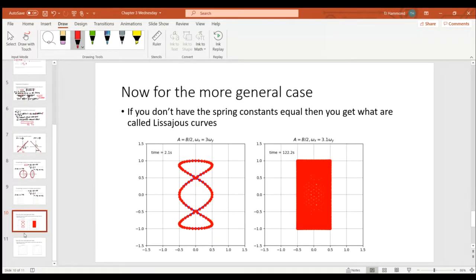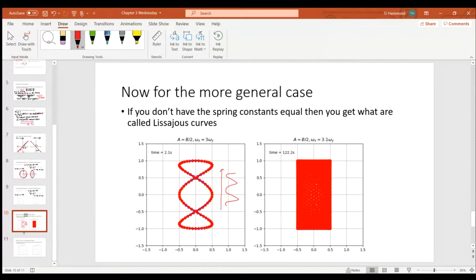Okay, so something more interesting is in the general case: what if the spring constants aren't equal? So instead of this being, say, a pendulum or two identical springs, these springs are slightly different. So now you have different amplitudes where a is equal to b by 2, and omega x is 3 omega y. And then if we release this thing, it's going to oscillate back and forth, but it's going to oscillate in the x direction at a different frequency from the y direction. So for every one oscillation in the y direction, it's going to oscillate 3 times in the x direction.